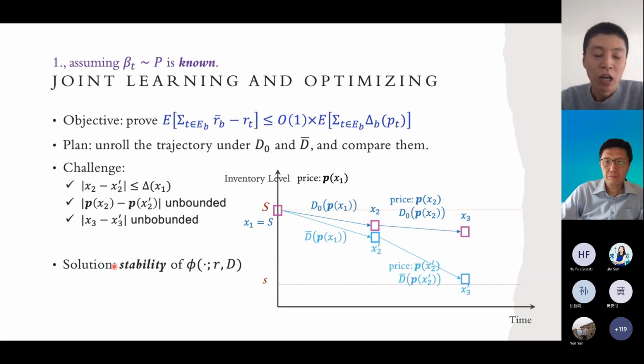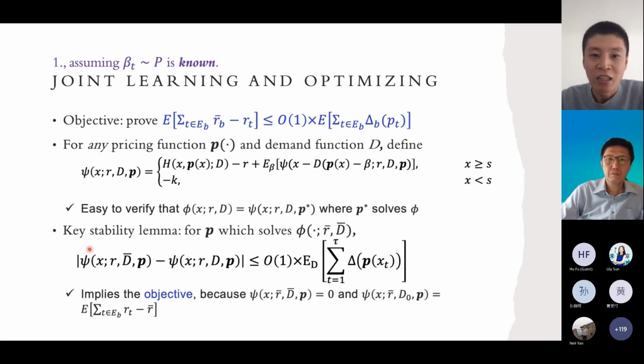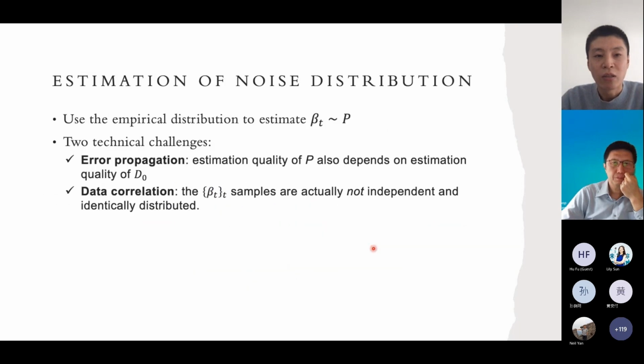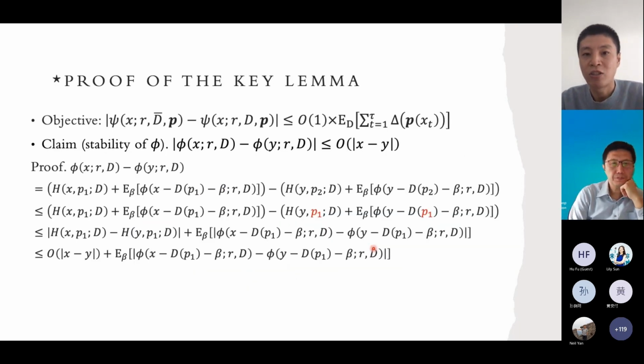So our solution is, instead of bounding the price difference, we turn to the stability of our dynamic programming function, and we prove that such a dynamic programming function has a stability property. This will be a variant of the dynamic programming function, but still we bound the difference between the real demand and the upper confidence bound of the demand. I will skip some of the technical details, but the key here is that we use this stability of the dynamic programming function. And this is the way we address this multi-stage decision problem's challenge.